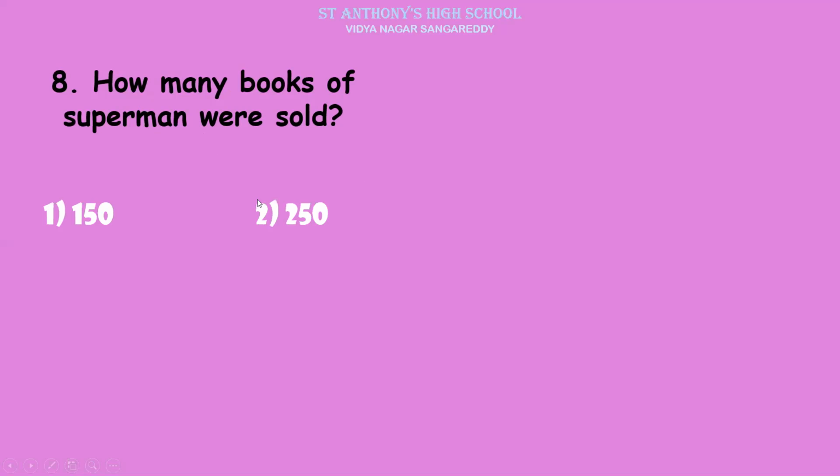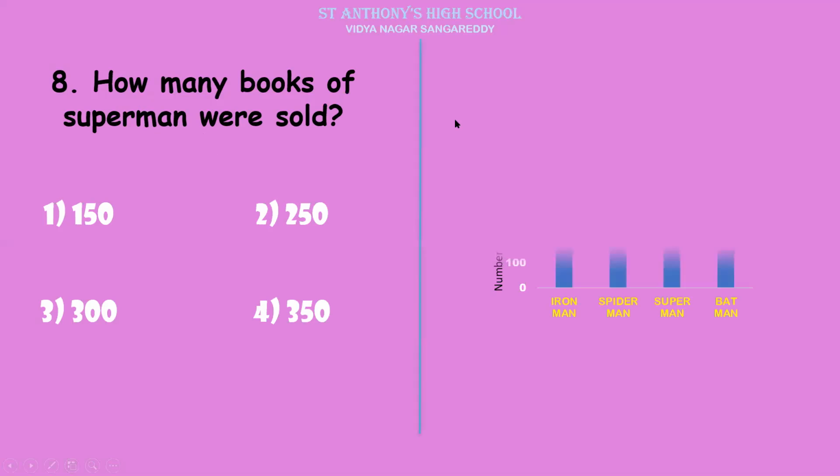So you have to solve the problems on that bar graph. How many books of Superman were sold? 150, 250, 300, 350. What is the answer here? Can you say 350? Ram Charan Teja, is this correct? Which books are they asking about? Superman books. Superman books are 350. Yes, this line ends in between 400 and 300, that is equal to 350. So the answer is 350. Very good, Ram Charan and Karthik Teja.